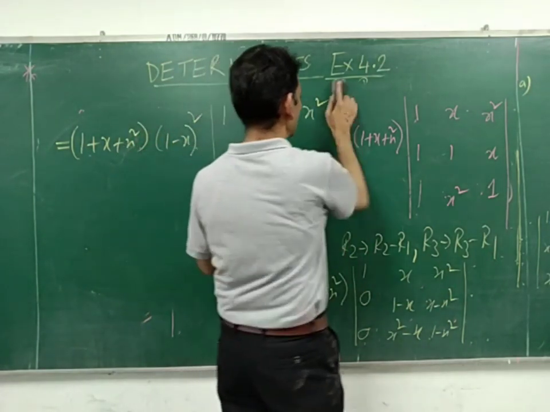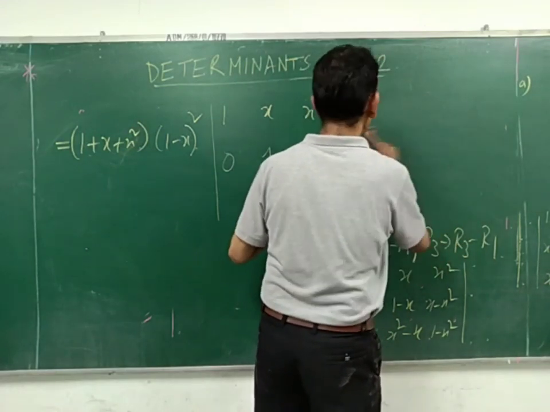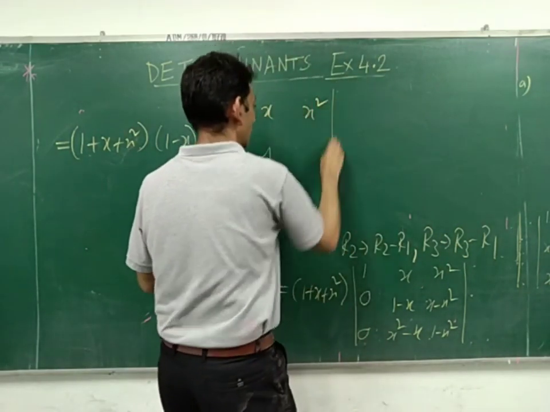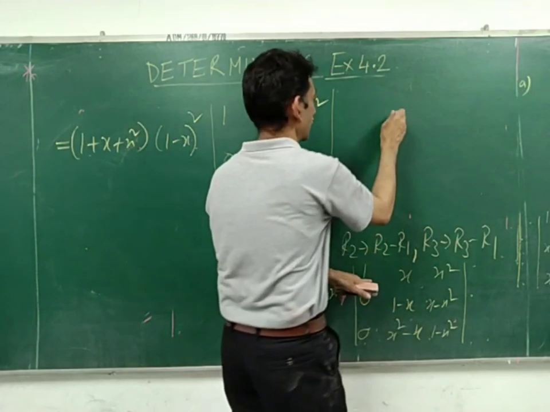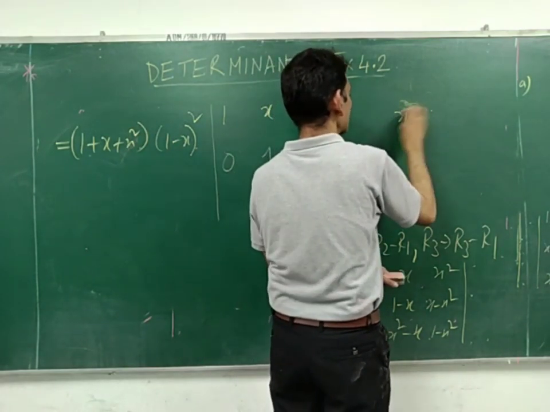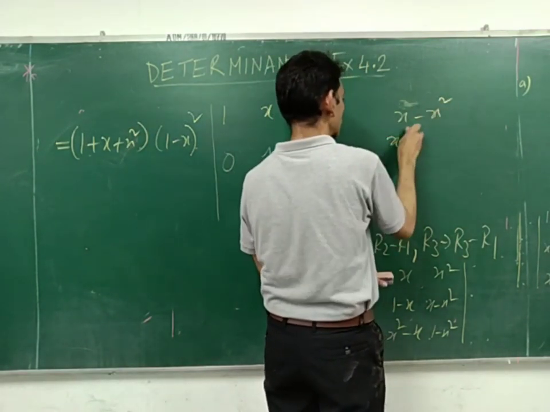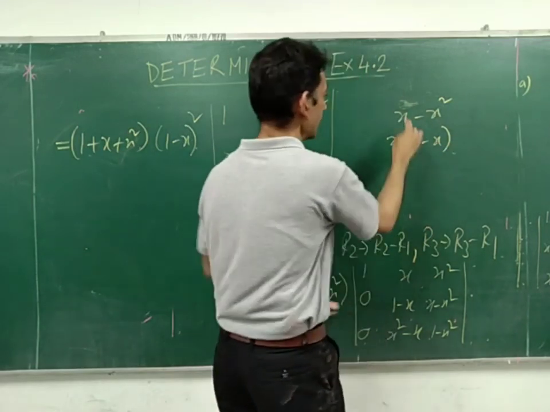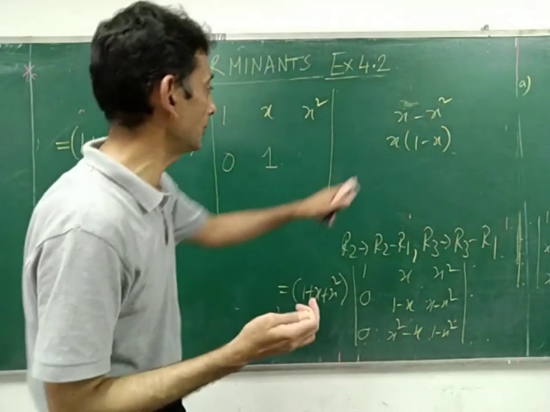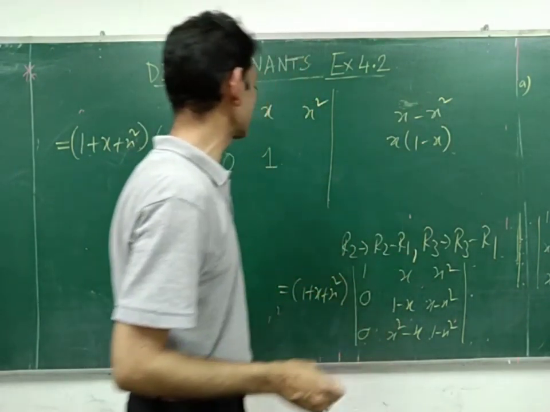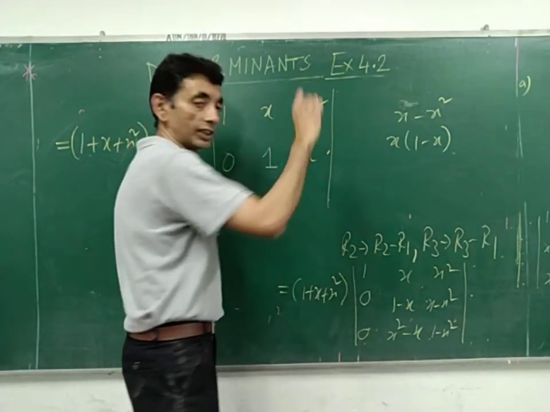I'll show you the steps. This term is x minus x squared. So if we take x common, 1 minus x is left out. That means x minus x squared is a product of x into 1 minus x. So 1 minus x we have taken common, so only x will be left out, right?